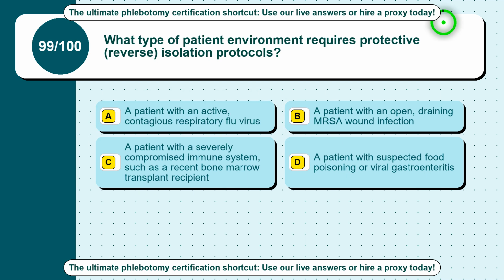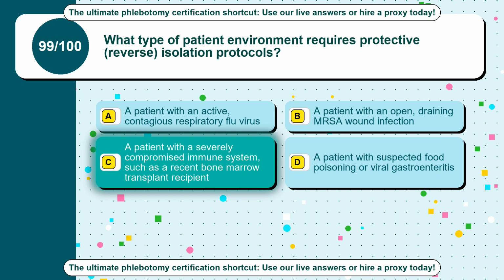Question 99. What type of patient environment requires protective, reverse, isolation protocols? Option A. A patient with an active, contagious respiratory flu virus. Option B. A patient with an open, draining MRSA wound infection. Option C. A patient with a severely compromised immune system, such as a recent bone marrow transplant recipient. Option D. A patient with suspected food poisoning or viral gastroenteritis. The correct answer is option C.